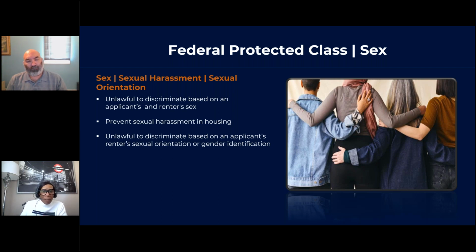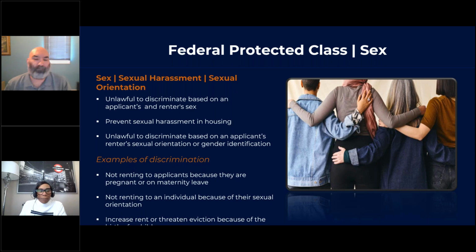Another thing that has been added to this law, which should have been, falls under sex: unlawful discrimination based on the applicant's or renter's sexual orientation or gender identification. Depending on what state you're in, there may be even further protections for sexual orientation and gender identification. Again, I really recommend that you look up your state protection laws outside of the federal protections and see if there's additional. I do know this one has been added under the federal sex protection as well.